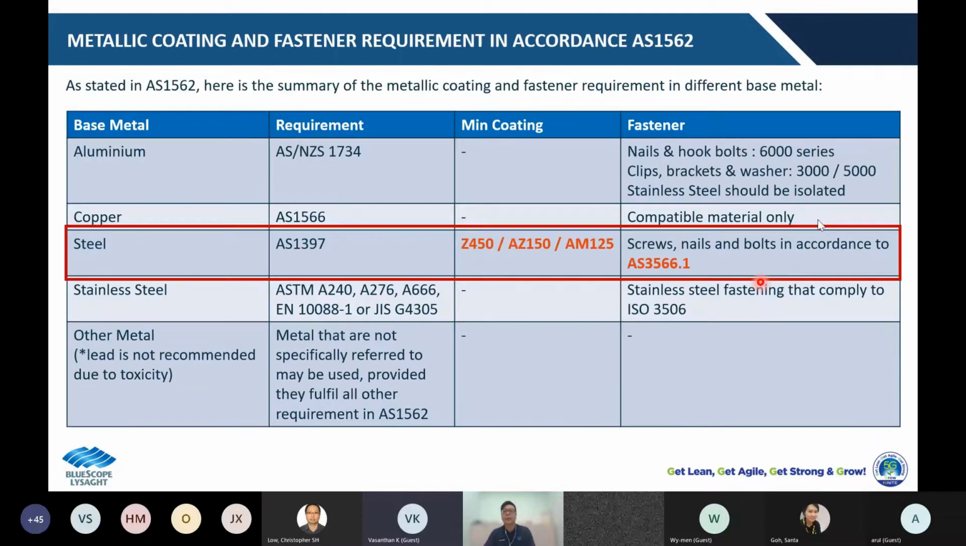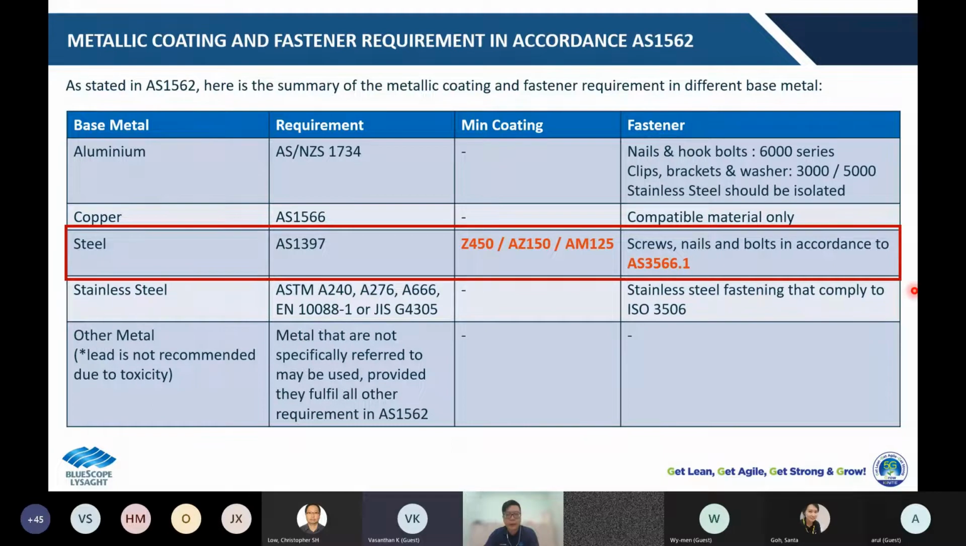All right, this table is a summary of the requirement of the material and fastener when different base metal is used, and it is extracted from the AS1562. As I mentioned earlier, we will just focus on the steel as a base metal along the sharing session, so we will not get into the detail of other metal material in this table.